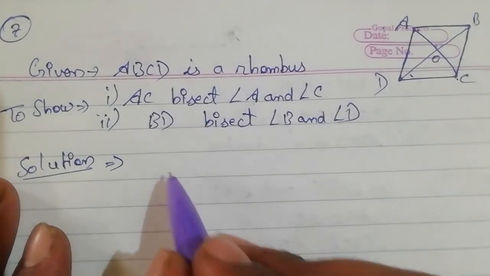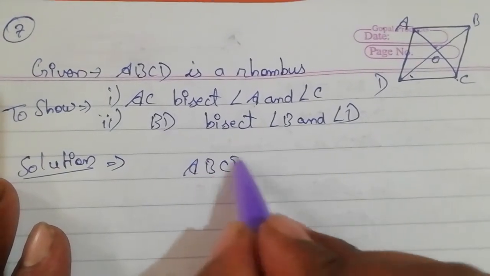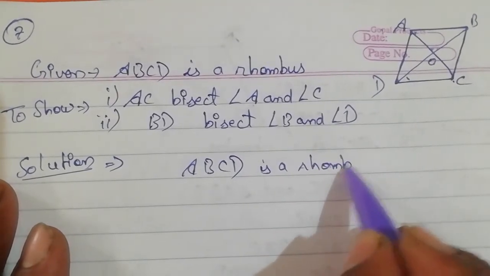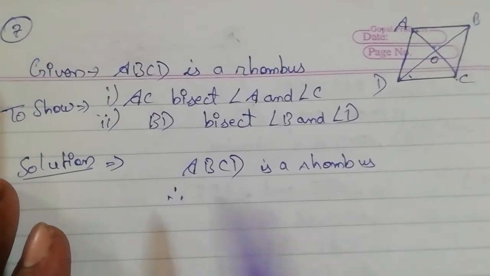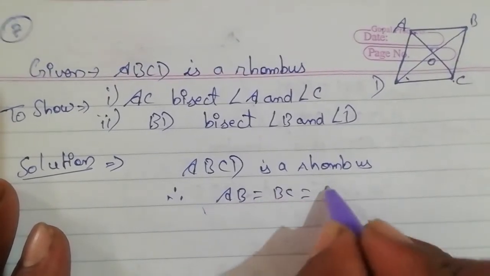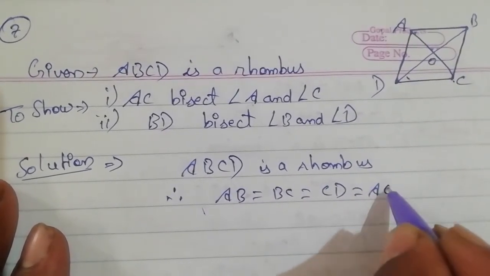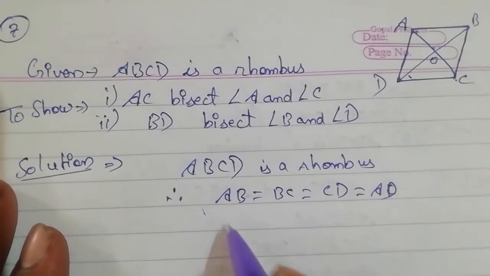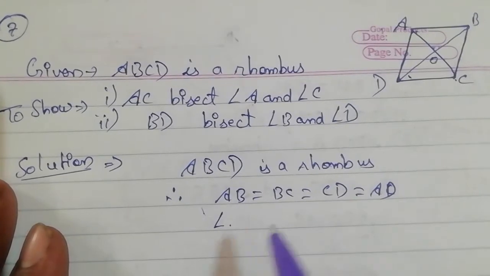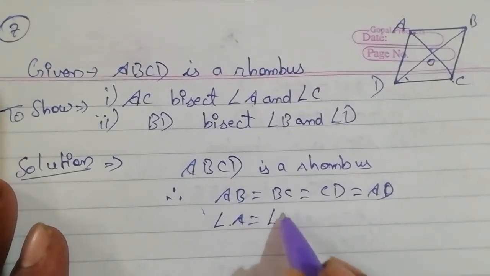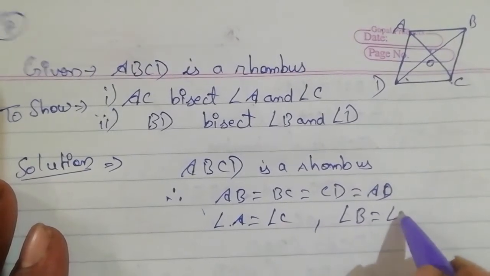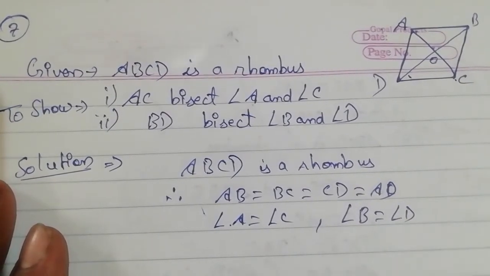Let me write first of all, ABCD is a rhombus. Therefore first of all we have AB is equal to BC is equal to CD is equal to AD. Also angle A is equal to angle C, because opposite angles of a parallelogram are equal. So this we can also take.